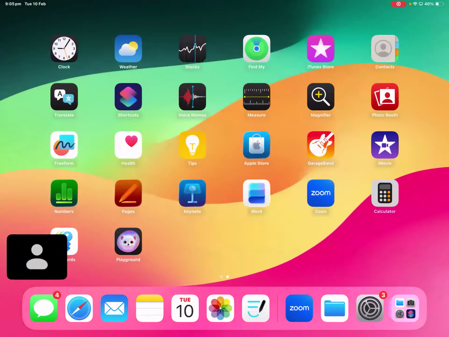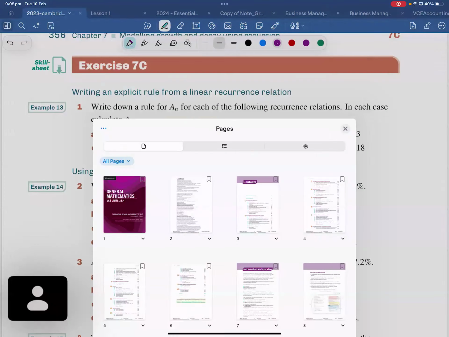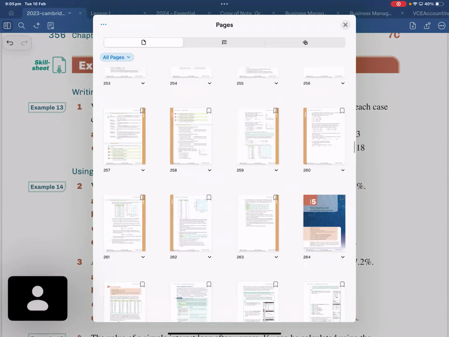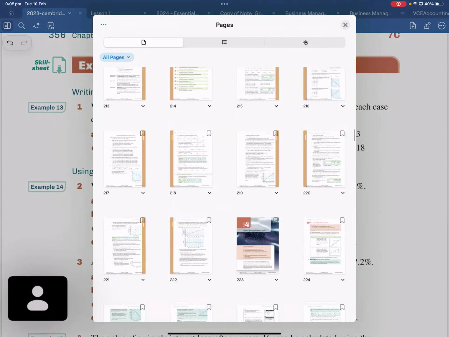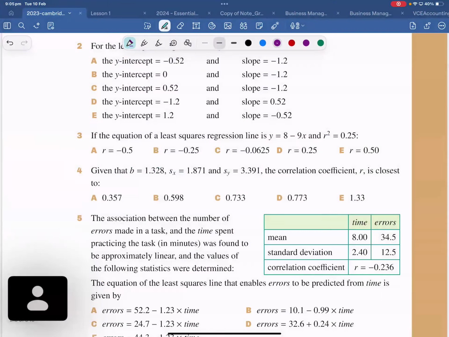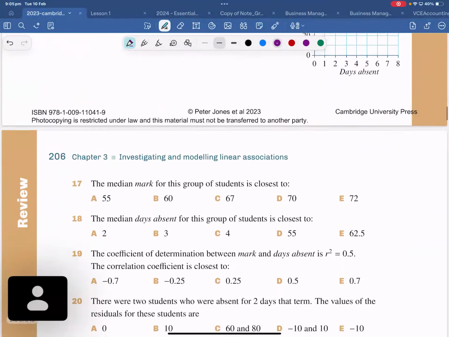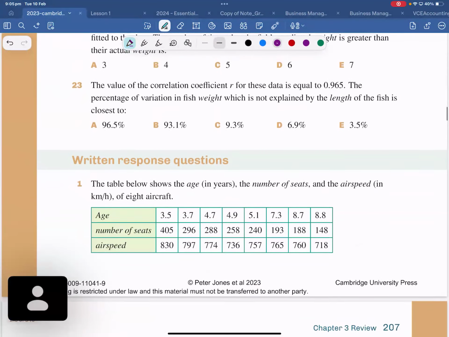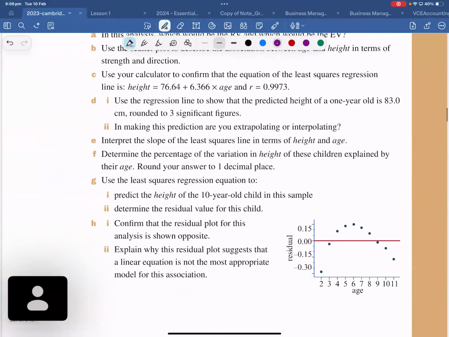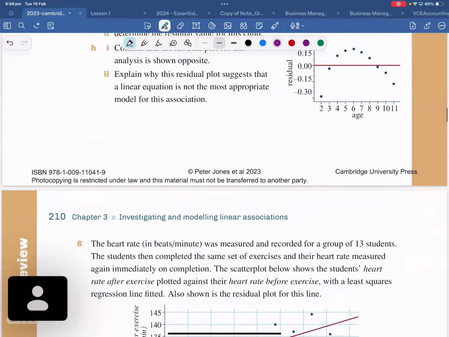Before you go, guys, you need the homework from the previous one, yes? You can do this one: Chapter 3, review questions. All of them. How many MCQs do you have? 23. And written questions you have 6. Try them.